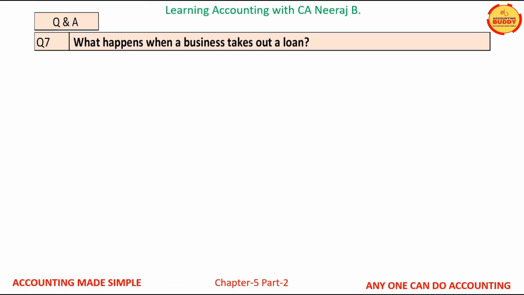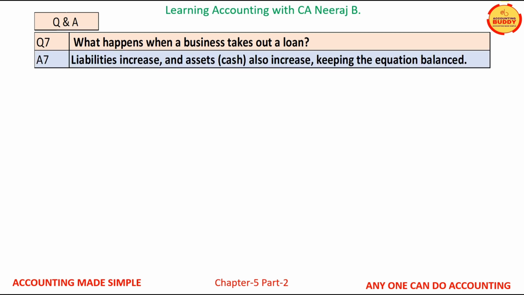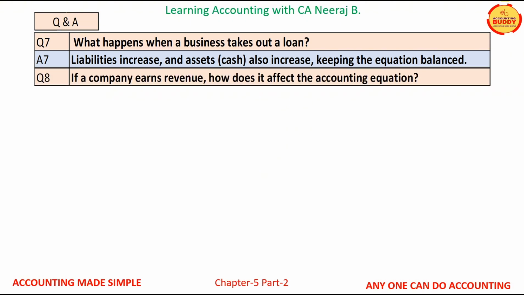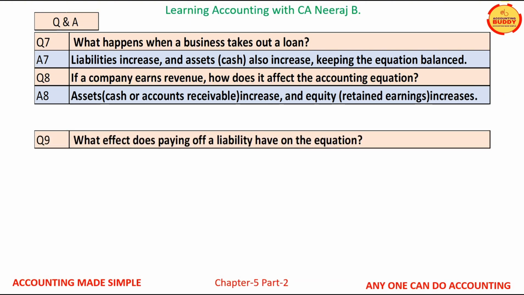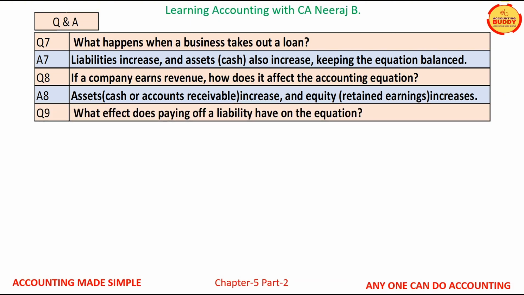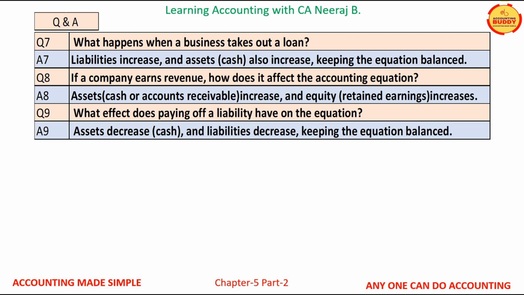Question number 7 on your screens is what happens when a business takes out a loan? The answer is liabilities increase and the assets also increase, keeping the equation balanced. Question number 8. If a company earns revenue, how does it affect the accounting equation? The assets increase and the equity also increases. Question number 9. What effects does pay off a liability have on the accounting equation? The answer is assets decrease and the liabilities also decrease, keeping the equation balanced.